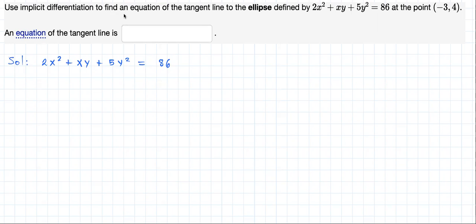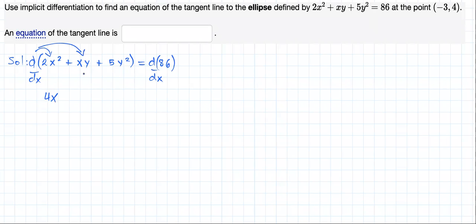Use implicit differentiation to find an equation of the tangent line to the ellipse defined by 2x squared plus xy plus 5y squared equals 86 at the point (-3, 4). Okay, based on implicit differentiation, we should start by taking derivatives of both sides of this equation with respect to x, right? Great. So now, the derivative of 2x squared is 4x, right?